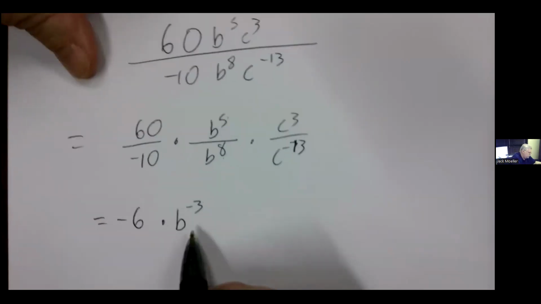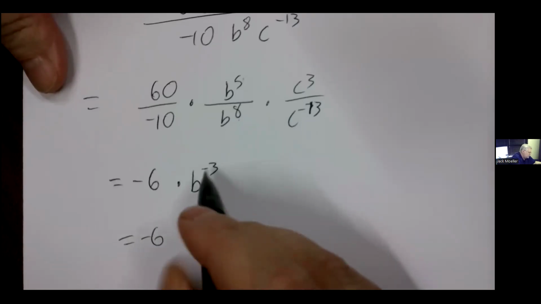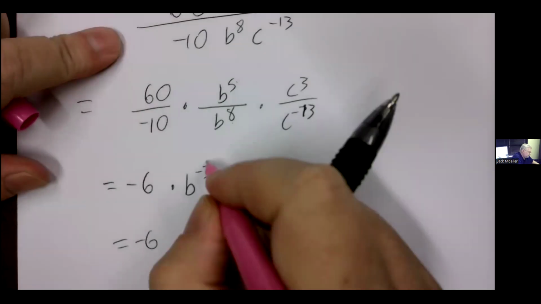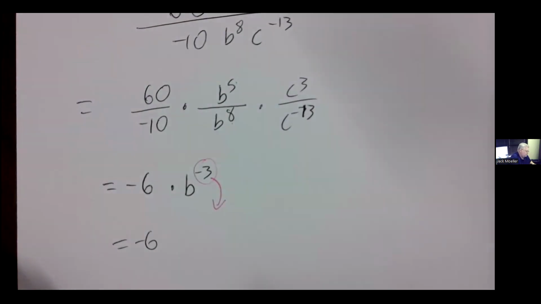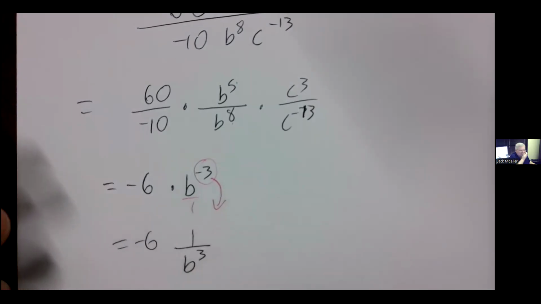Now, we're not done here, so let me go and finish with the b. And so when you have a negative exponent, that does mean we're going to flip it down. Anything that is over 1. So that would be 1 over b to the third.